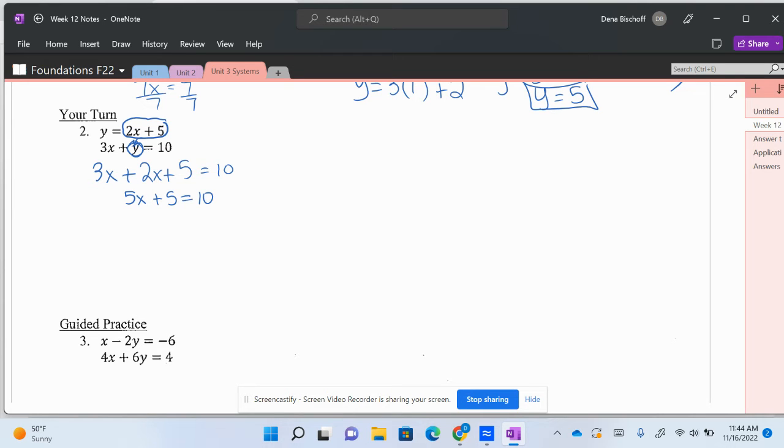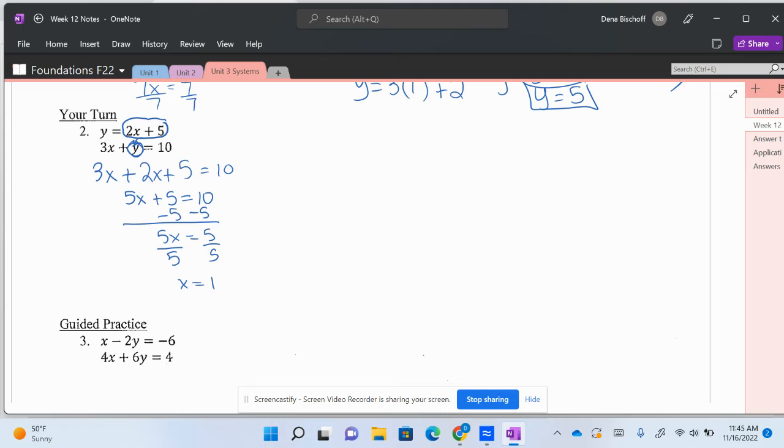Perfect. Next step, anyone? Yeah, subtract the 5 from both sides. So 5x equals 5. Next step. Yeah, divide both sides by 5, and I find out that x equals 1.